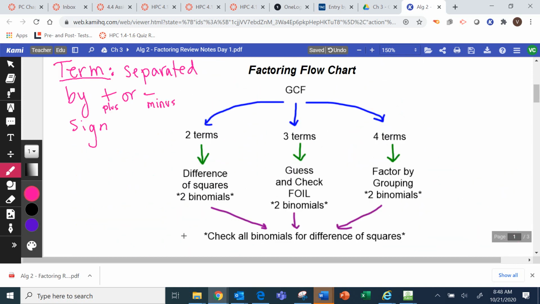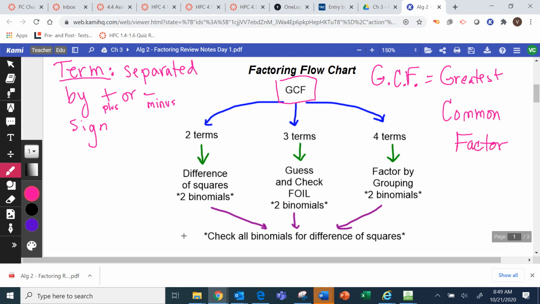All right, going back up. So we have 3 scenarios at which we're going to learn how to factor. We have 2 terms, we have 3 terms, and we have 4 terms. But before it even matters how many terms there are, you have to do something first. GCF. That stands for the greatest common factor.